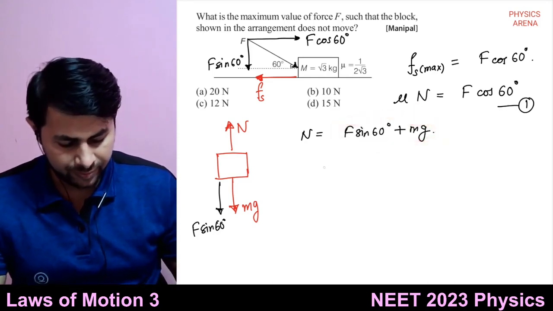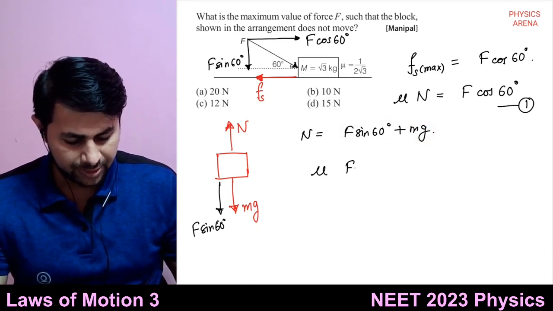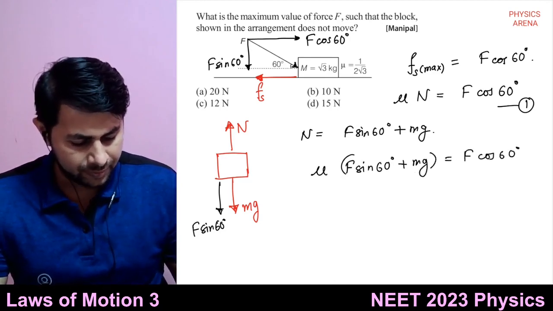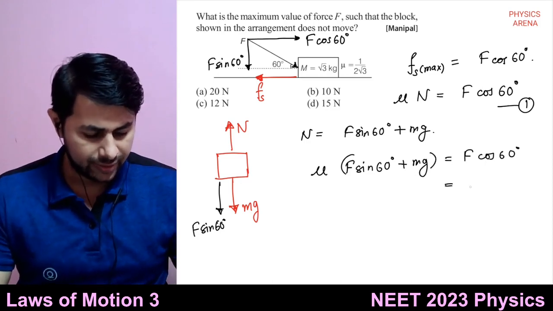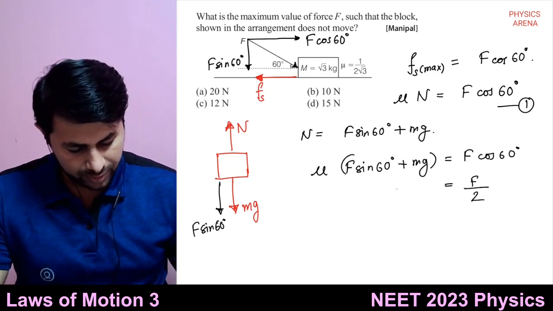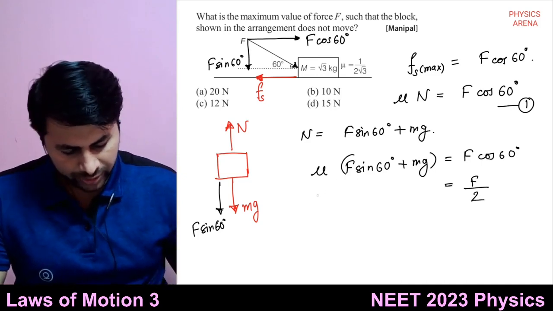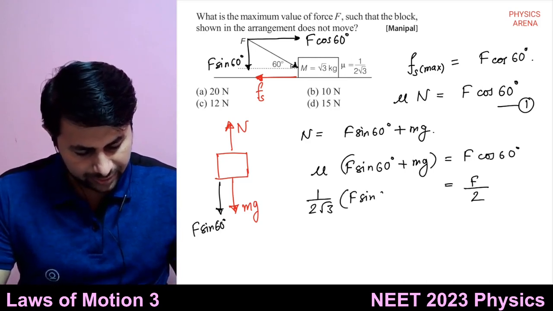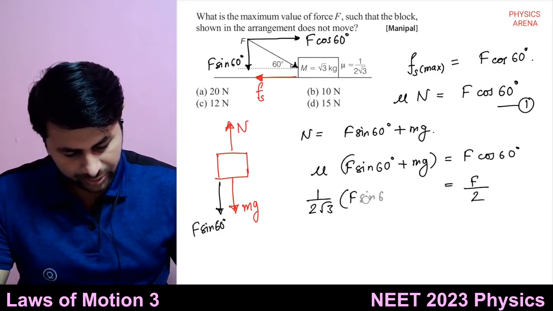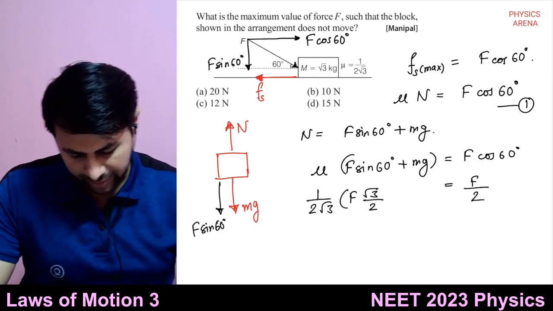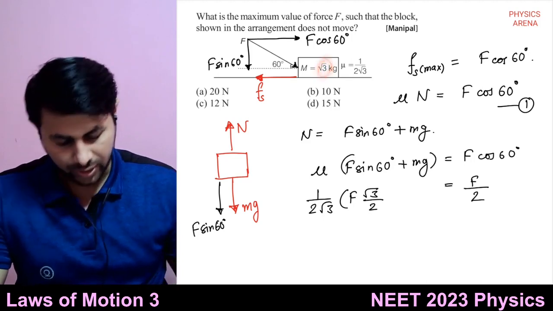So let's substitute that here. So what do we get? Mu times (F sin 60 plus mg) is equal to F cos 60. What is cos 60? 1 by 2. So this will be F by 2. Okay, how much is mu? Mu is 1 upon 2 root 3. It is F sin 60. What is sin 60? Root 3 by 2. And what is the mass? Mass is root 3.